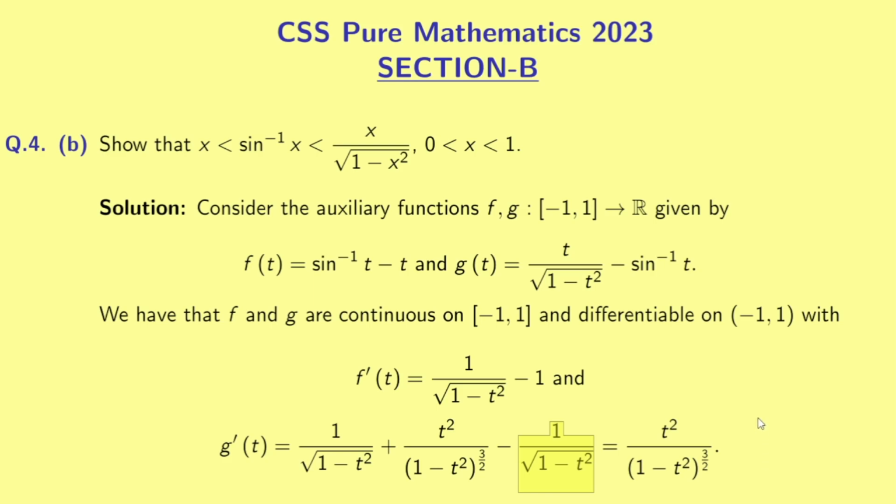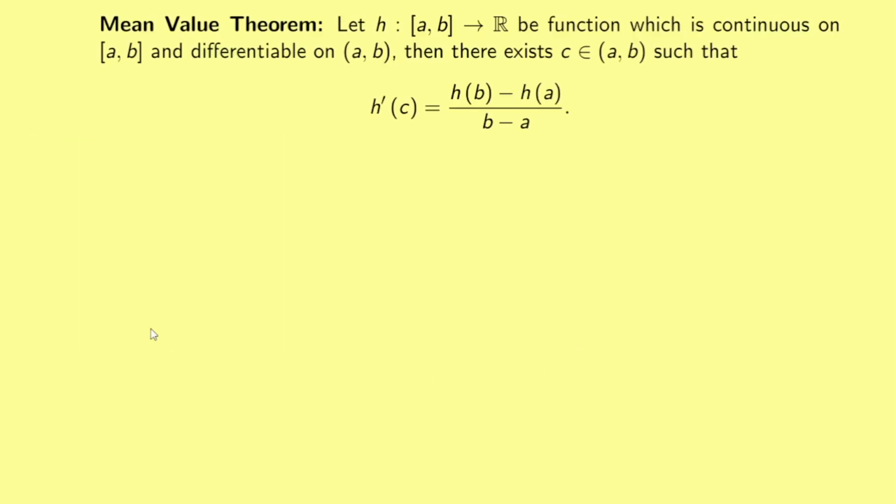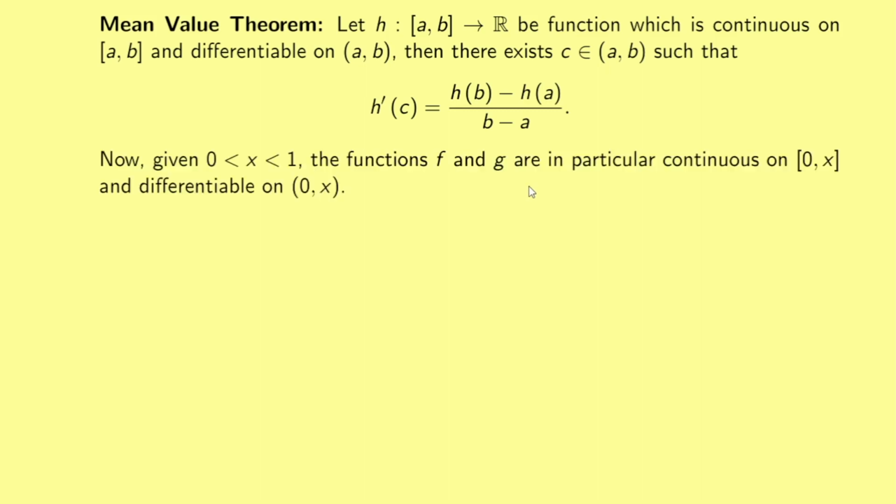Now let us recall, as I mentioned before, the mean value theorem. It tells us that if we have a function h defined on a closed interval a, b, which is continuous on this interval and differentiable on the open interval a, b, then there exists some constant c in the interval a, b such that the derivative of h at c equals h of b minus h of a divided by b minus a. Now we are going to apply this result to our functions f and g.